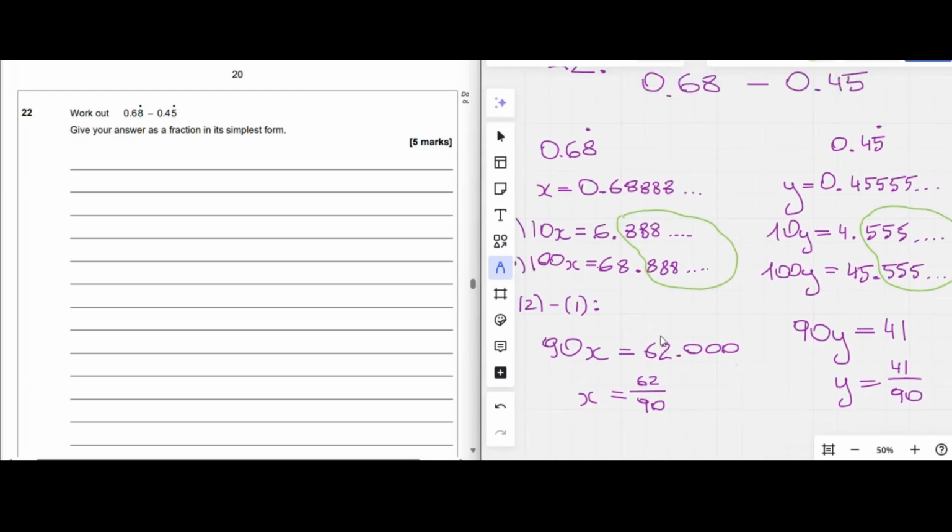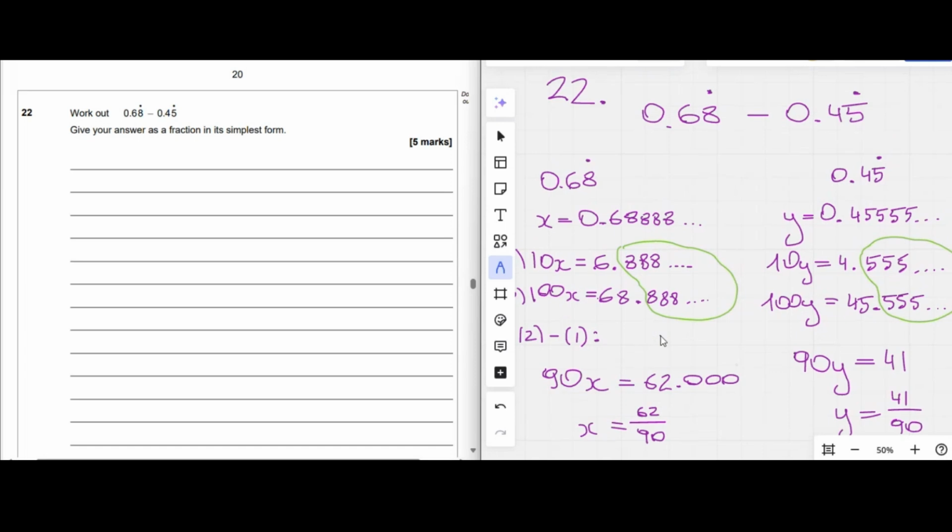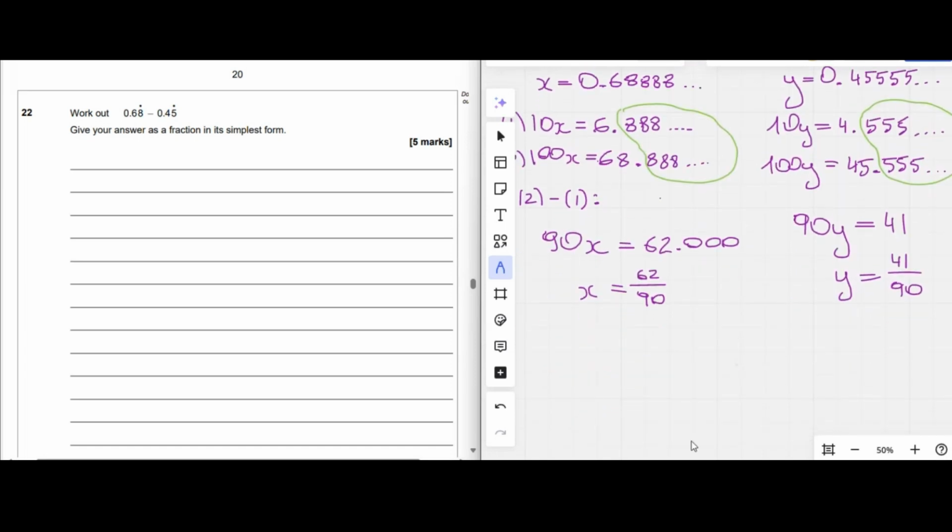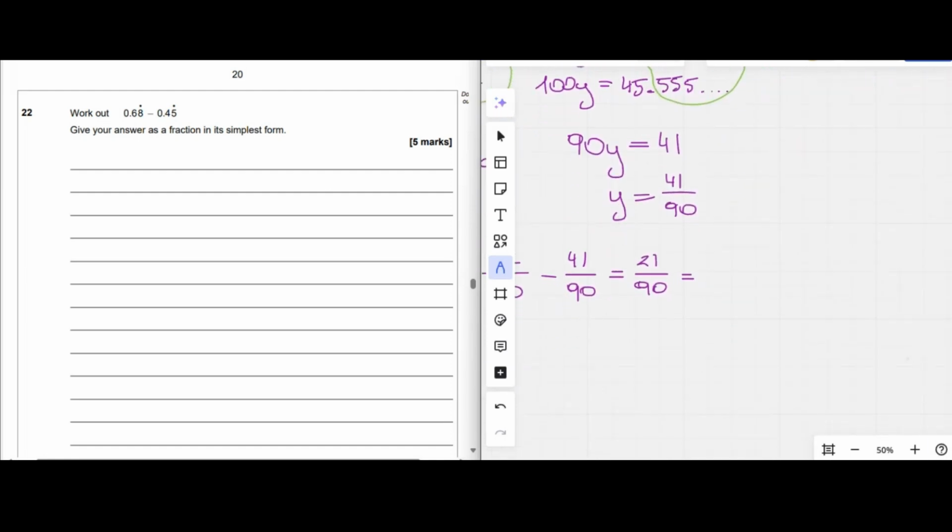And now what we needed to do, deduction, x minus y. So 62 over 90 minus 41 over 90 is 21 over 90. In the simplest form, so let's cancel. Let's divide by 3: 7, and then 30. And that's it.